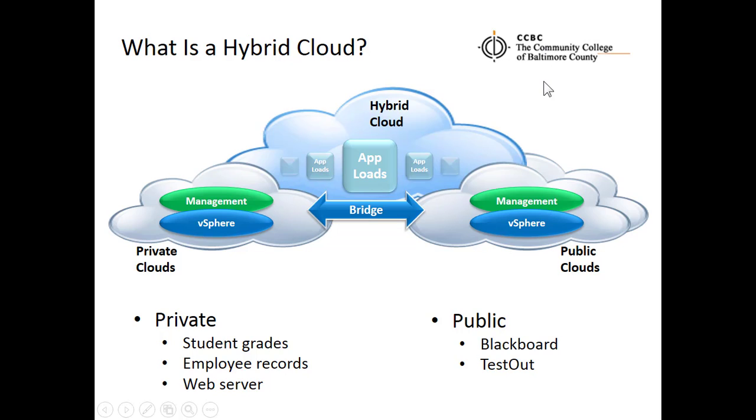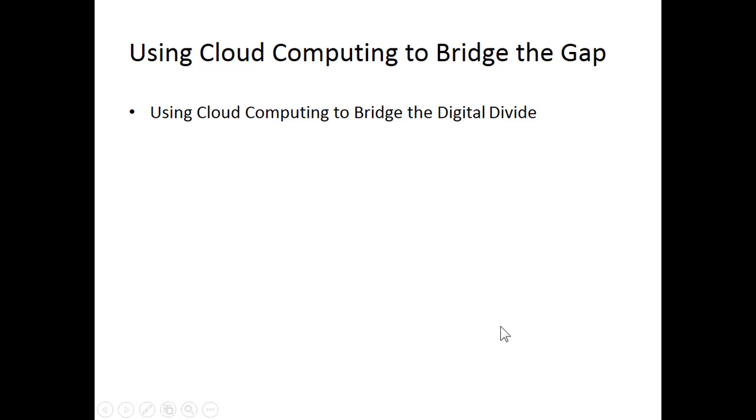We have a hybrid cloud. The private is the part that is run on CCBC data center servers, and that is student grades, employee records, and our own web server. However, Blackboard and Test Out are located on other sites in the public cloud. So CCBC maintains a hybrid cloud with student grades being in the private cloud, or the computers on site, and other things such as Blackboard and Test Out on public clouds.